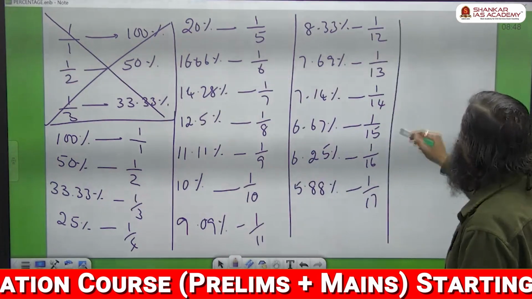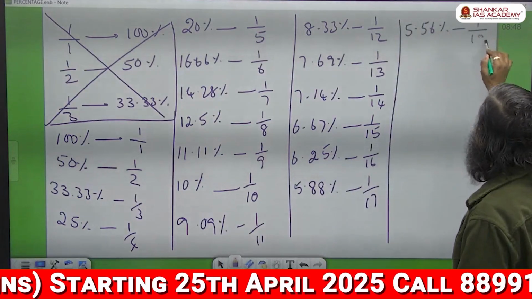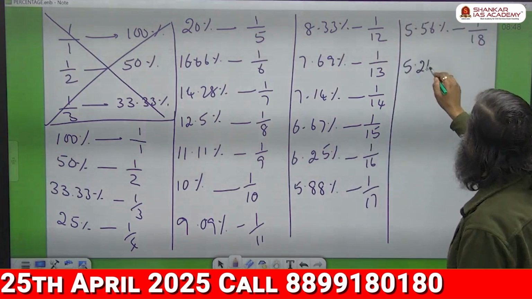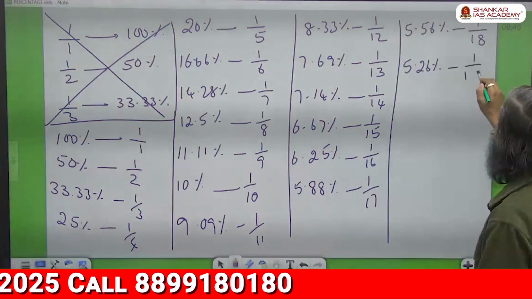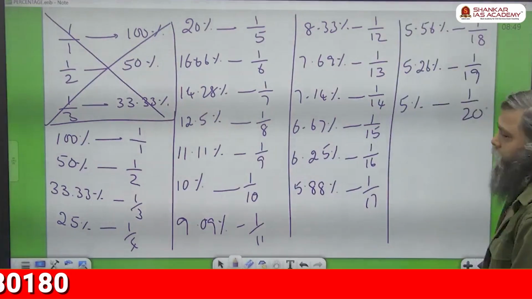Understood or not? 5.56%, 1 by 18. 5.26%, that is 1 by 19. 5%, 1 by 20. Understood this?